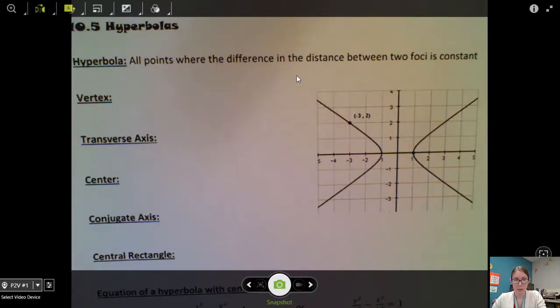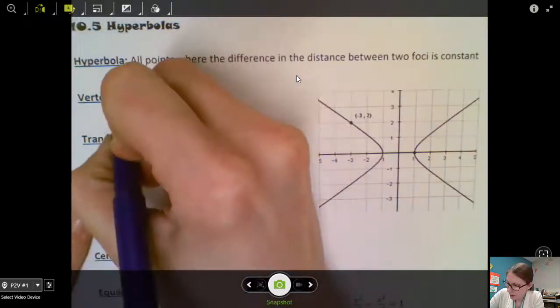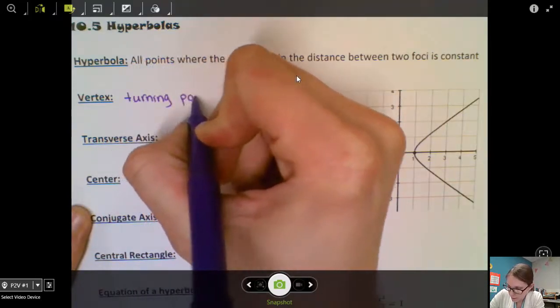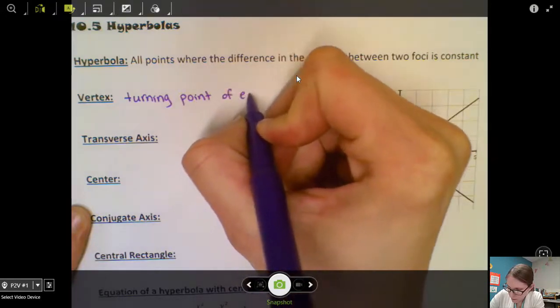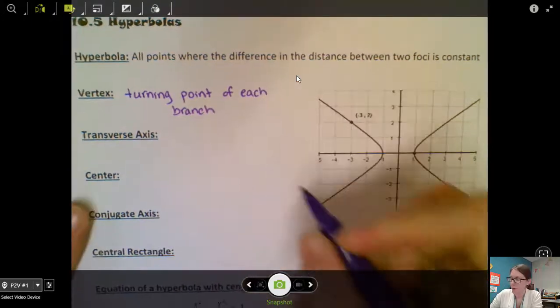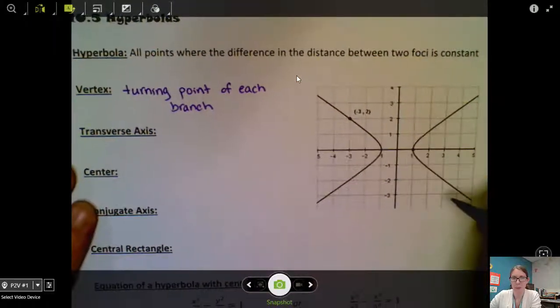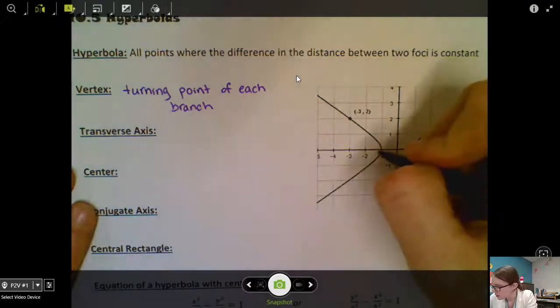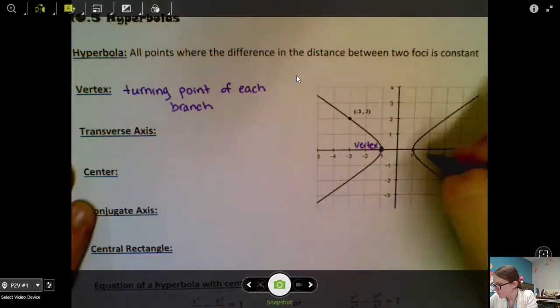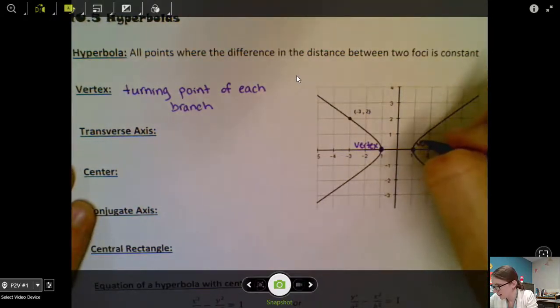Just like ellipses and parabolas, hyperbolas have a vertex. So we'll write out a little definition here, and then I'll label it on our diagram too. Our vertex here is the turning point of each branch. So I'm calling this a branch, and this is a branch. Okay? So this point right here, that turning point, is a vertex. Our turning point is our vertex.